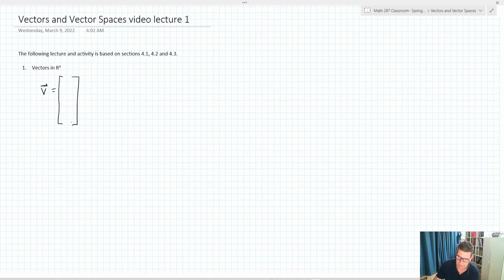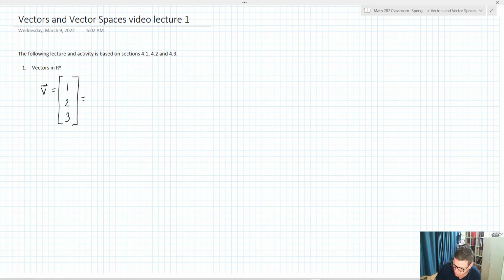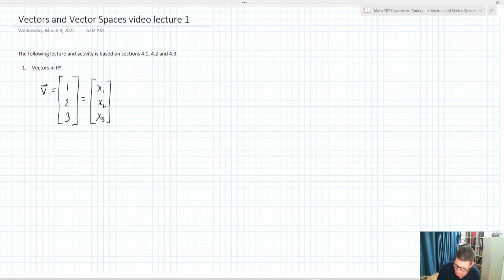In this case, we'll do a 3 by 1. So this is 1, 2, 3. Basically, the 1 is in the x1 position, 2 is in the x2 position, 3 is in the x3 position. So we just read them downward.